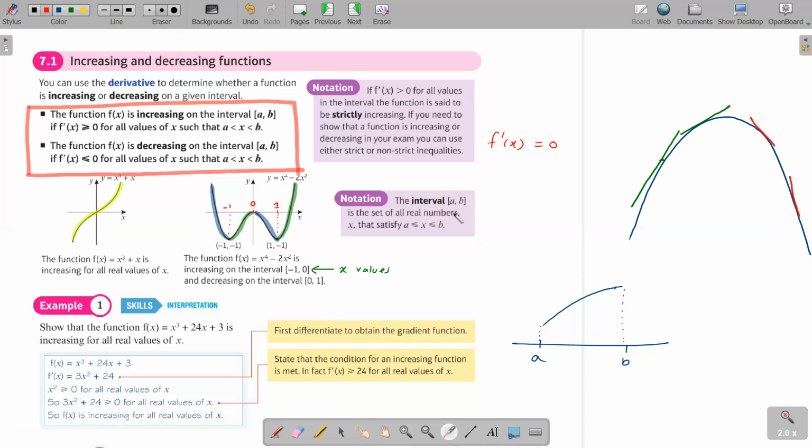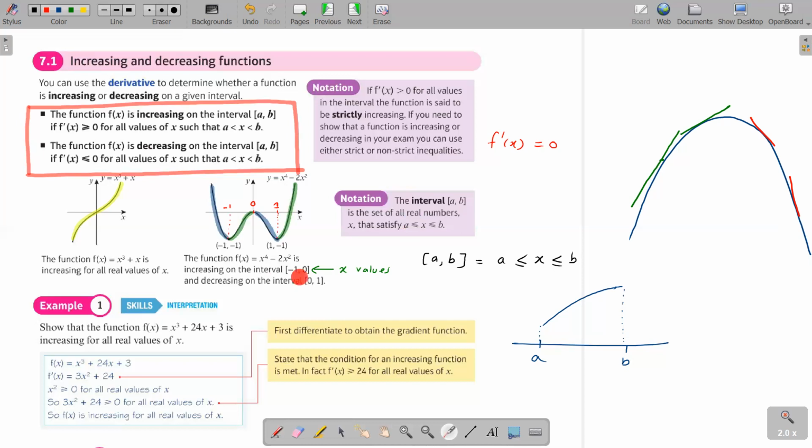Can you see this? The interval [a, b]. They have given the square bracket. It is the set of all real numbers x that satisfies x is greater than or equal to a, less than or equal to b. So I wanted to make a note of this one. The meaning of [a, b] is x greater than or equal to a, less than or equal to b. Basically, this inequality is what they have given inside this bracket.